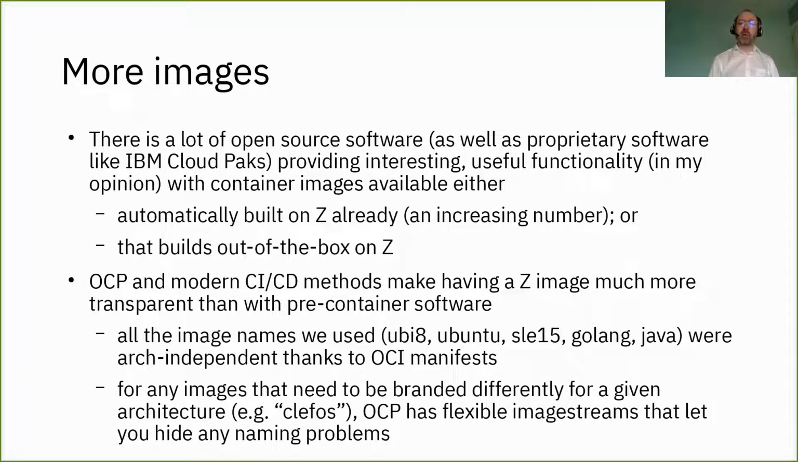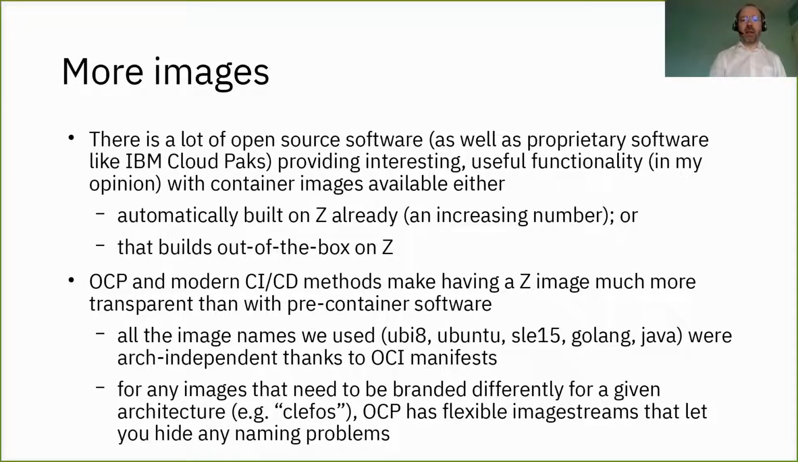There's plenty of open source software and proprietary software that does interesting stuff, and a lot builds on Z already. If you go and have a look on Docker Hub now, then the way that these manifests work, more and more things are getting automatically built for multiple architectures. You don't need to know that. You just tell it the image name you want, and if you're running on Z, it'll pull down the Z version. If you're running on Intel, it'll pull down the Intel version. Most of the time, it's exactly the same image name.